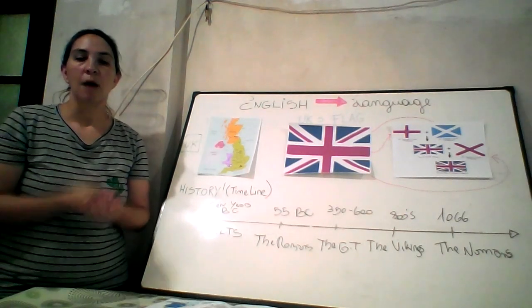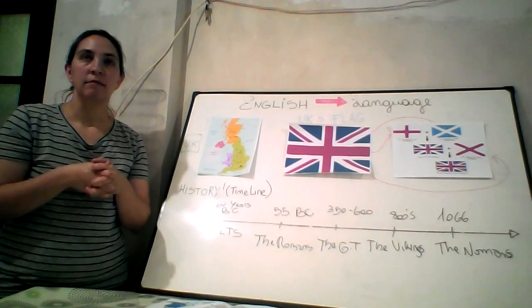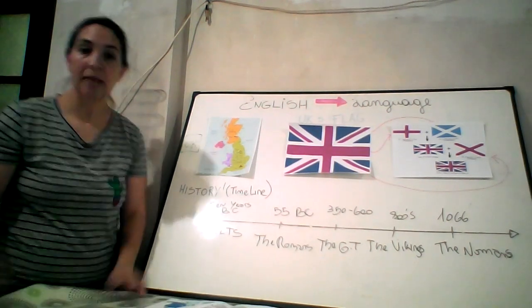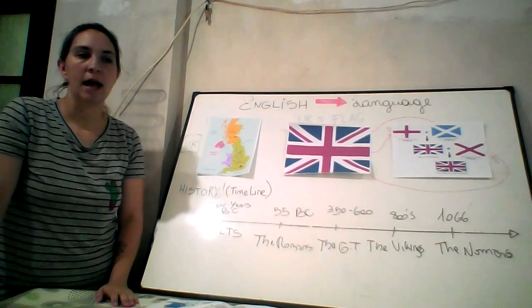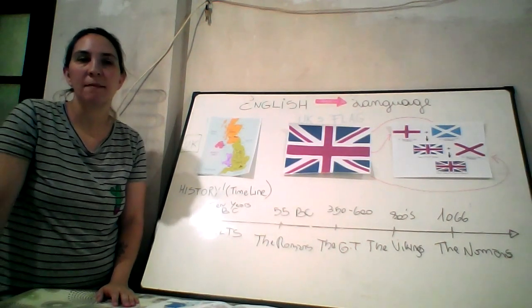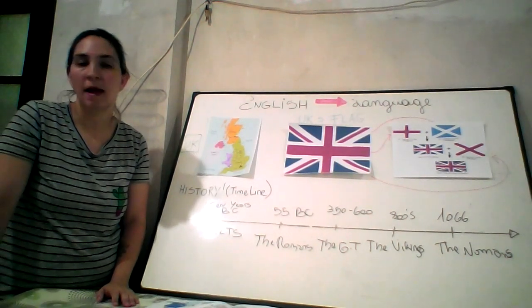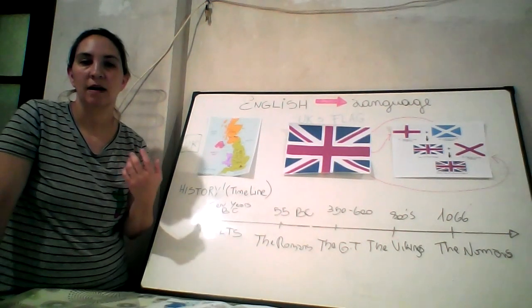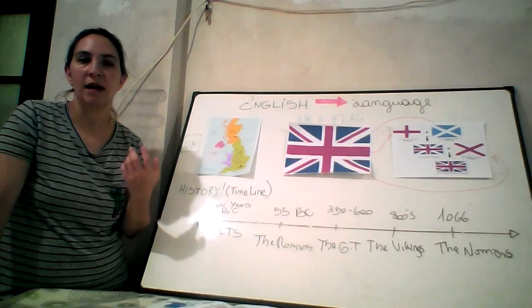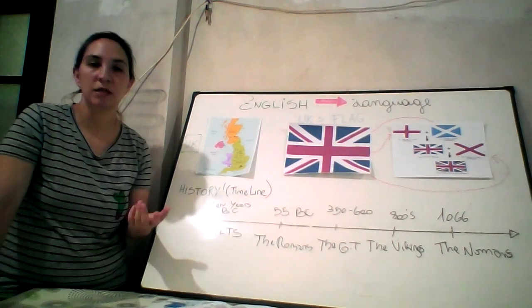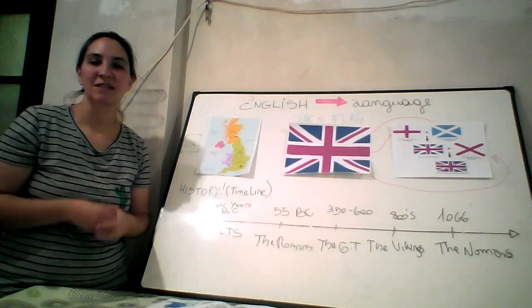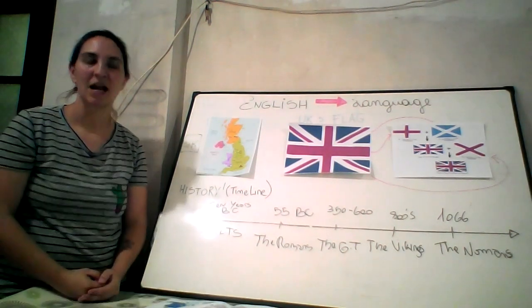We also say that Britain is a multicultural place, and that's because everyone there belongs to another place, or has their origins, sorry, I'm nervous, their origins somewhere else.